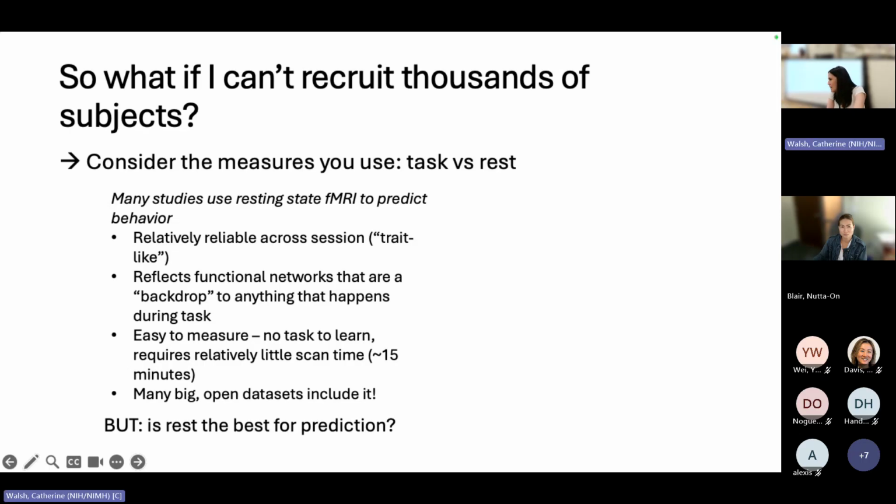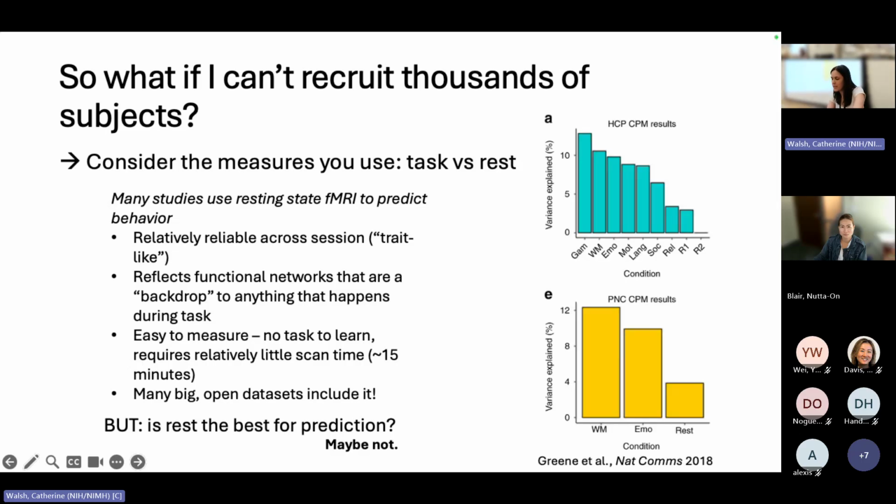But is it the best for prediction? It might not be. There have been some recent studies that have suggested that if we try to predict fluid intelligence from a number of different scan tasks, so things from the Human Connectome Project or a separate Penn Neuroscience Consortium data set, different kinds of cognitive tasks might predict and explain more variance in fluid intelligence scores than just the rest.